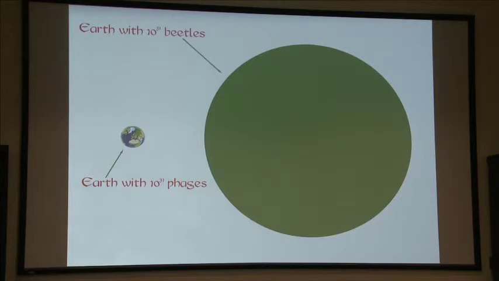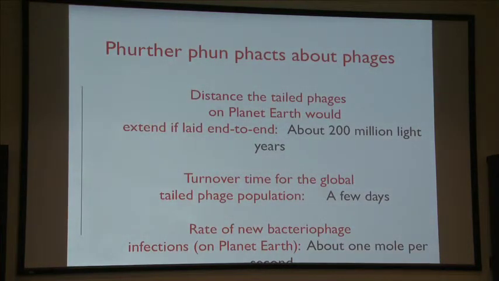This is assuming 10 to the 31 phages, but here are a couple of other comments. If you connected the bacteriophage on Earth tail to head, they would extend 200 million light years into the universe. And the turnover time for the global tailed phage population is a few days. And the rate of new bacteriophage infections is about a mole per second. So these are very impressive numbers.